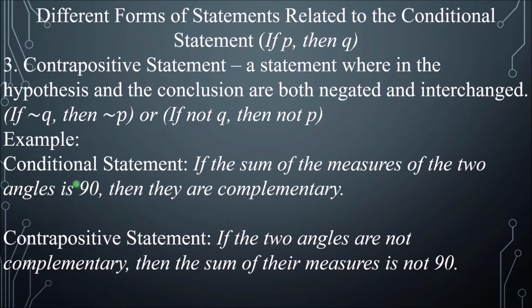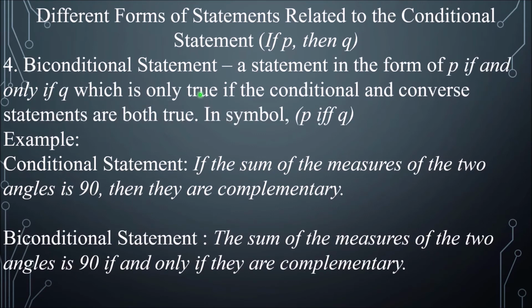Let's have an example. Conditional statement: if the sum of the measures of the two angles is 90, then they are complementary. Contrapositive: if the two angles are not complementary, then the sum of their measures is not 90. So as you can see, the converse and the inverse are being combined to have a result of contrapositive statement.